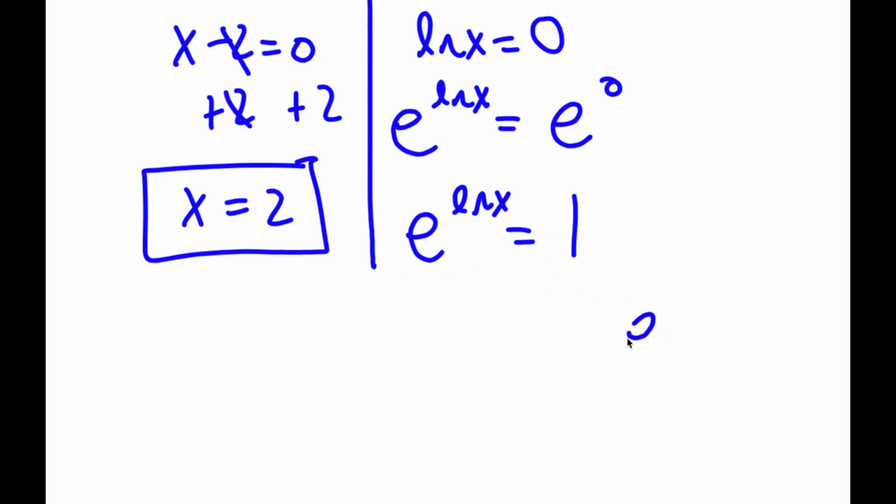Now, if I have something in the form e to the power of ln a, this is simply equal to a, because the e and ln cancel out. So e to the power of ln x, these two cancel out, and I'll be left with x is equal to 1.